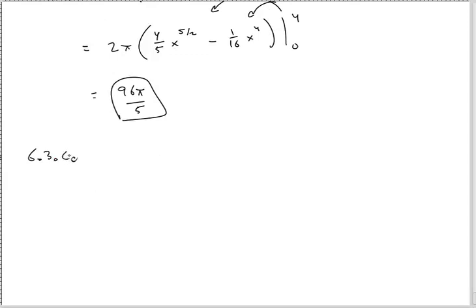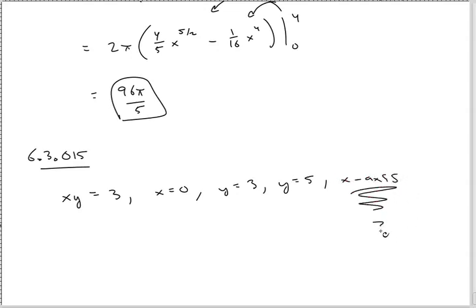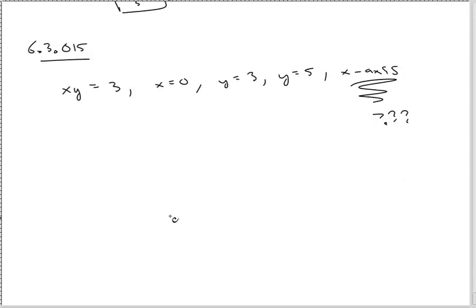Sometimes I just wonder, like, is this ever going to end? xy is equal to 3. X equals 0. Y equals 3. Y equals 5. About the x-axis. Huh? I thought that we were doing about the y-axis in this section. Just draw it. What does this shape even look like?